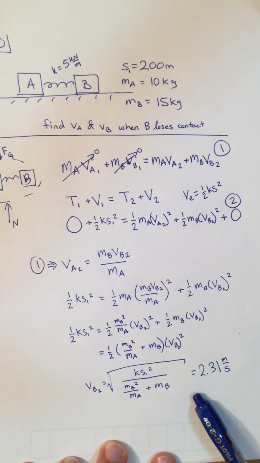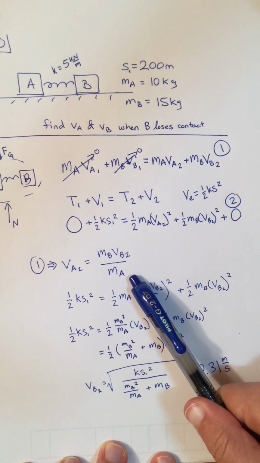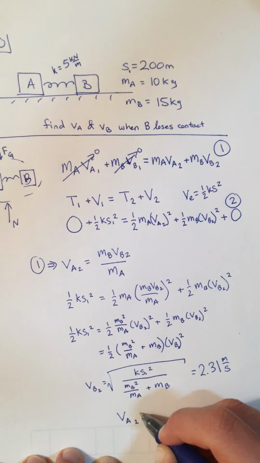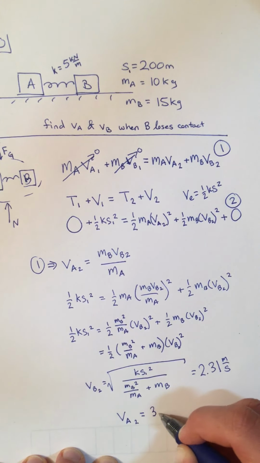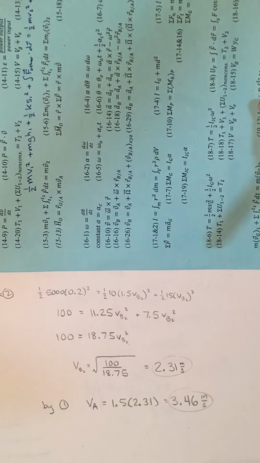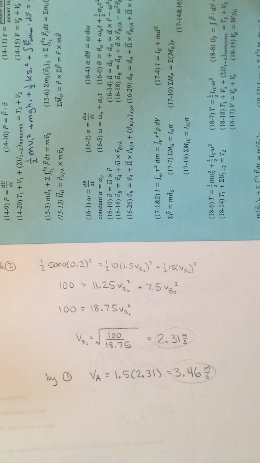Then when you have VB2, you can go back to the expression that we have here and solve for VA2, and you should find that VA2 is equal to 3.46. And if you want to see what we have when we plug the numbers in, this is the work with the numbers. And that is it for fundamental problem 15-10.